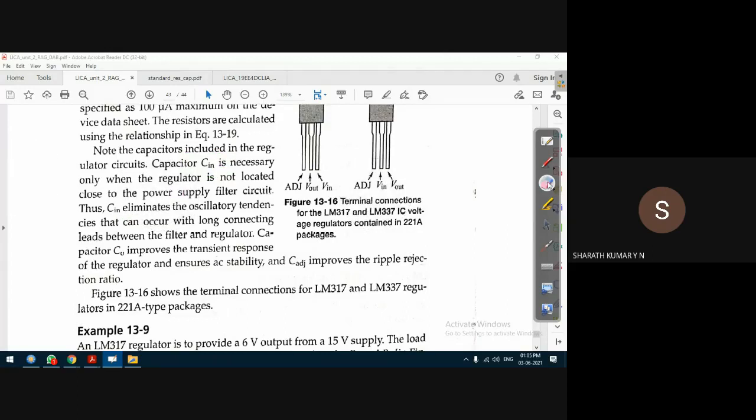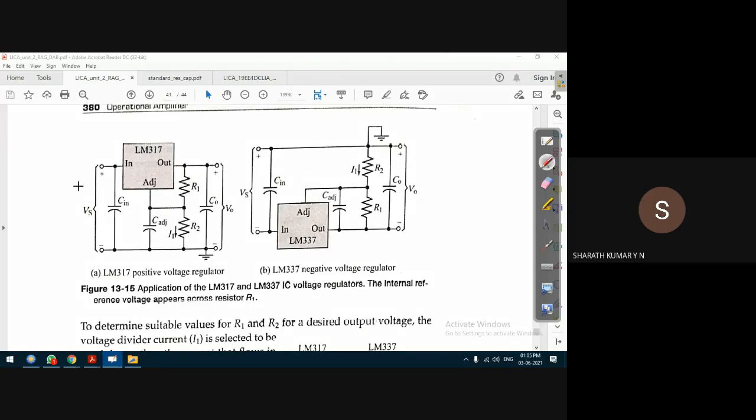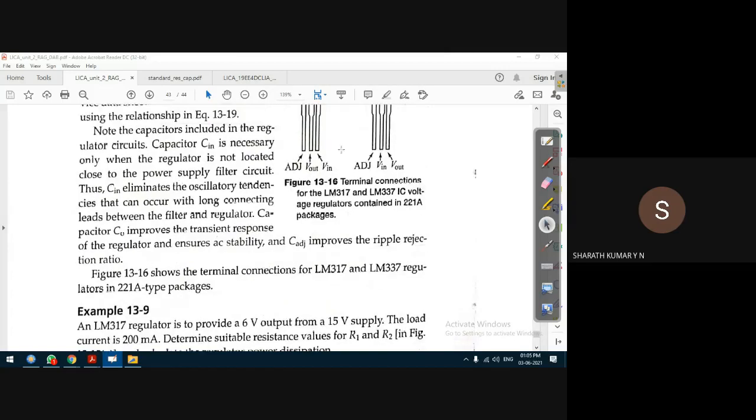With this C1, if you observe, let me go back here. This C1 helps in preventing the oscillation of the op-amp inside the regulator circuit, because if the op-amp starts oscillating, it is difficult to minimize the oscillations. So to prevent the oscillation, these capacitors are used as part of the stabilizing circuit. Capacitor C0 improves the transient response of the regulator and ensures stability.